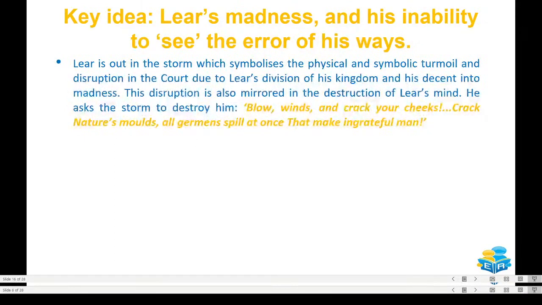Then you have the symbolic turmoil, being the fact that Lear is going through this crisis, this chaos, and while he's going through this turmoil, his daughters are taking hold, and evilness is starting to seep into the court. The disruption is also mirrored in the destruction of Lear's mind. There's a storm going on in Lear's mind just as he's physically in a storm.